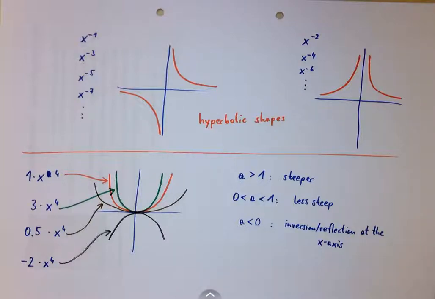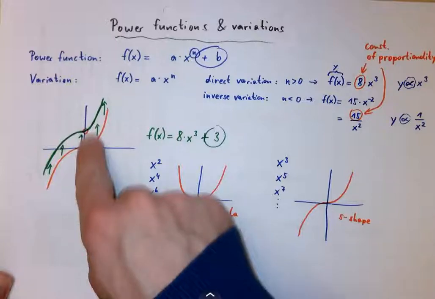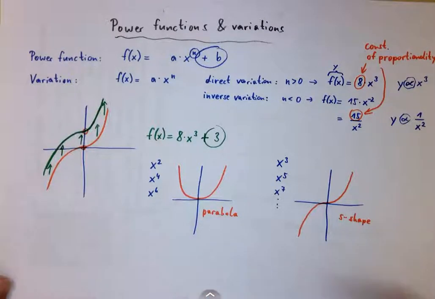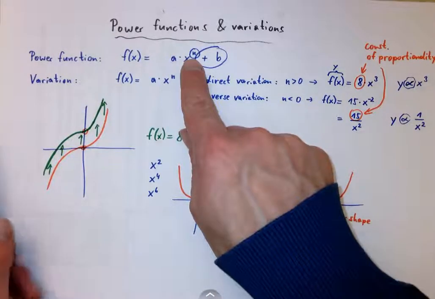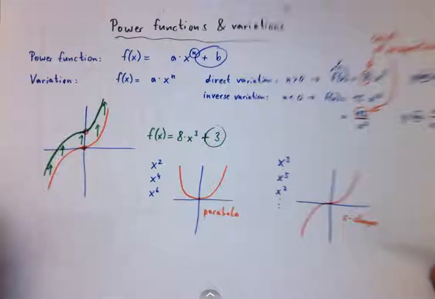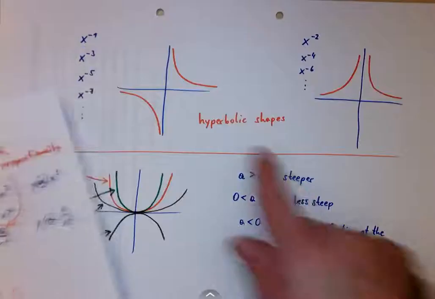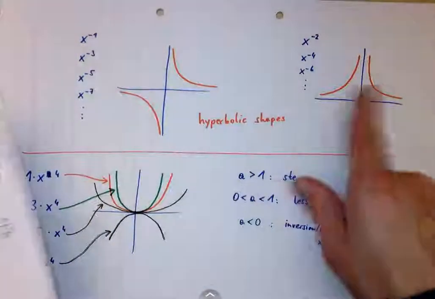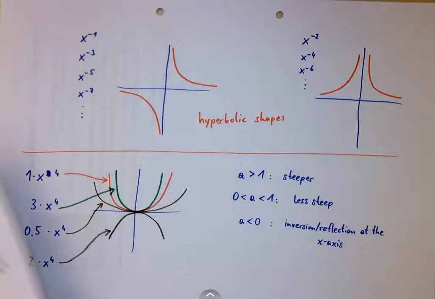The meaning of the parameter b, we discussed it. It means just a shift upwards or downwards. And the meaning of the parameter n, the exponent, the degree of the power function, controls the general shape. So we could create a parabolic shape, an S shape, or a hyperbolic shape with even or odd degree. So this is the general system of power functions.